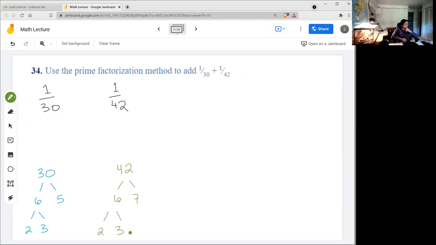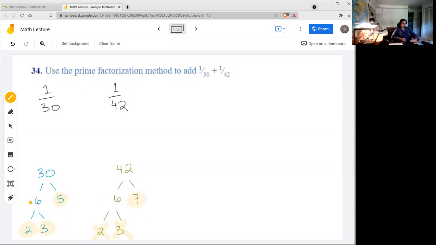Now I want to take the factors that repeat on both trees and not double count them. So we have a 2, and that's great. We don't need that 2 also. We have a 3, and that's great. We don't need that 3 also. We have a 5. Okay, I don't see any 5s over here to cancel out. We also have a 7.